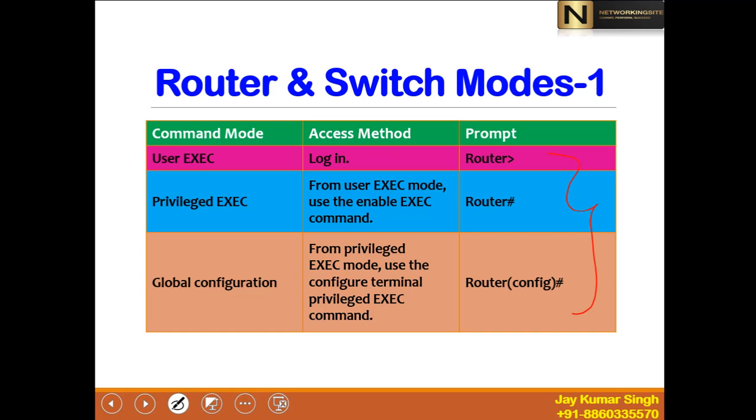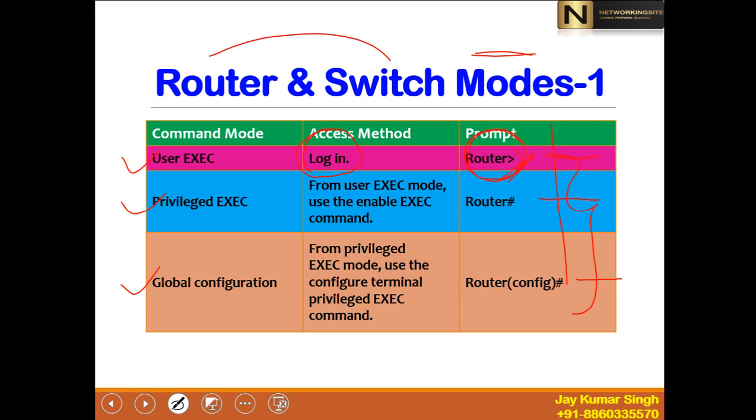Cisco router and switch modes are divided into three modes. The first one is known as user mode, the second one is known as privilege mode, and the third one is known as global configuration mode. Now you will ask what information you get in each. First of all, whenever you want to log in inside the router, that is known as user mode, and it looks like this, with this greater than sign.